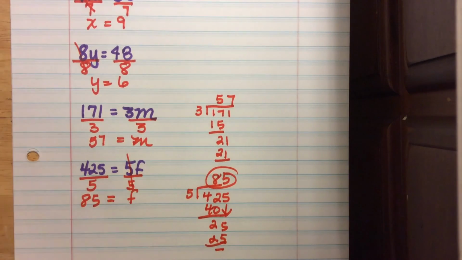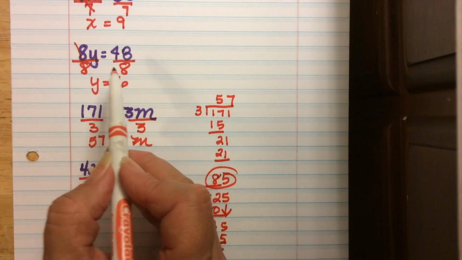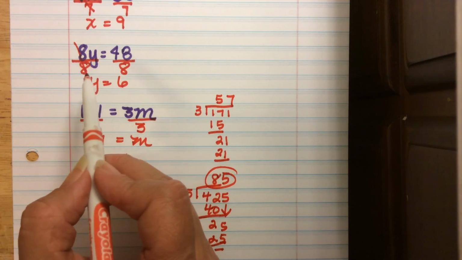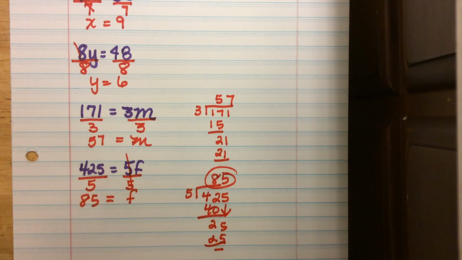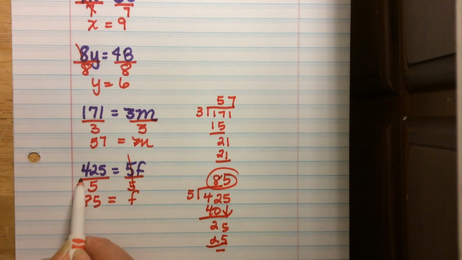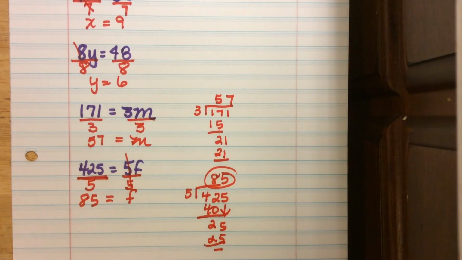Okay, I'm going to want to see that you're dividing by whatever number's with a variable and that you're balancing your equation. Okay, the easy way to do that is to draw that fraction bar sign, which is the same way of showing division.